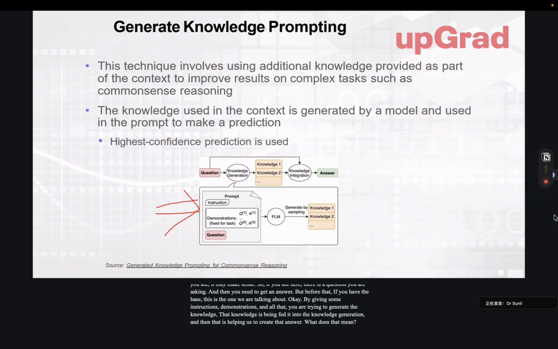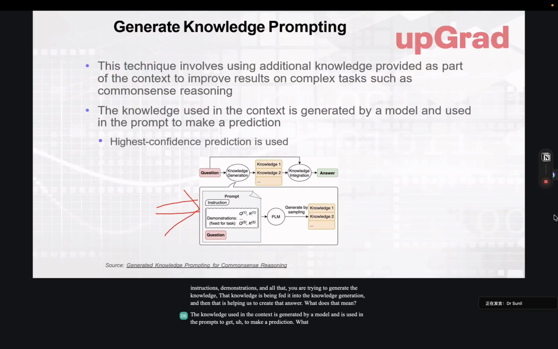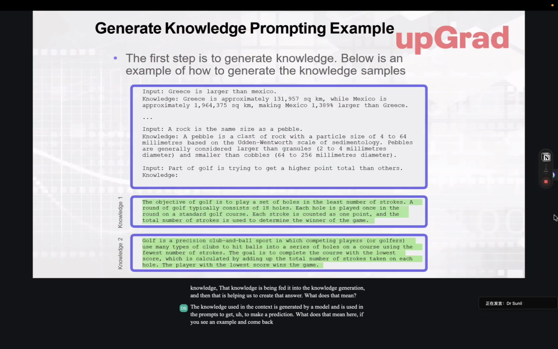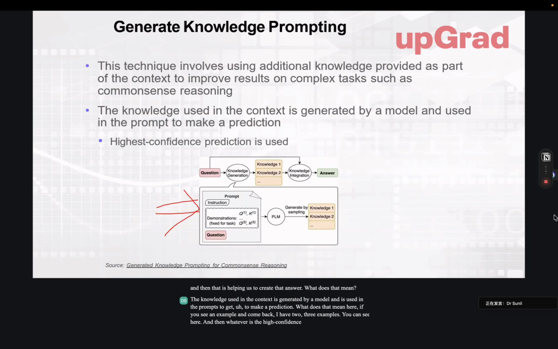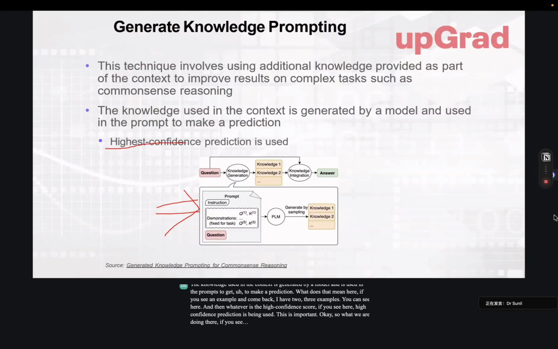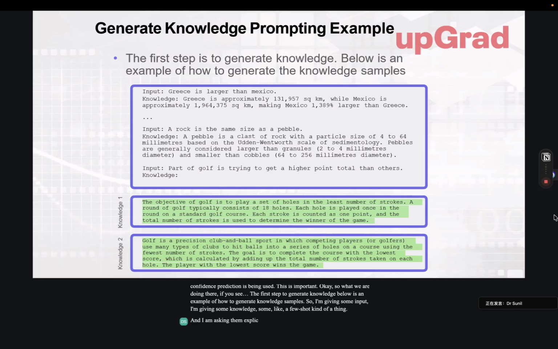The knowledge used in the context is generated by a model and used in the prompt to make a prediction. What does that mean here? If you see an example, I have 2-3 examples. You can see here, whatever has the high confidence score; high confidence prediction is being used. This is important. The first step is to generate knowledge. Below is an example of how to generate knowledge samples. I am giving some input, some knowledge, like a few-shot kind of thing, and I am asking it explicitly to generate the knowledge first.